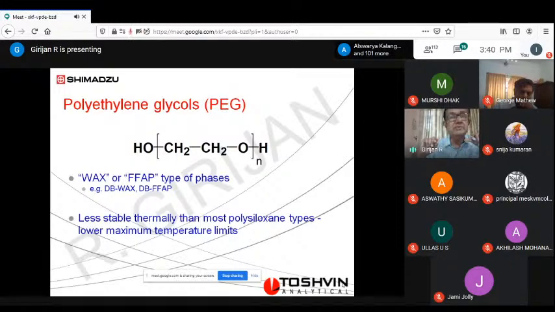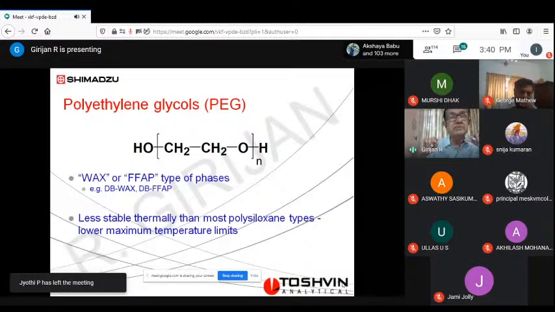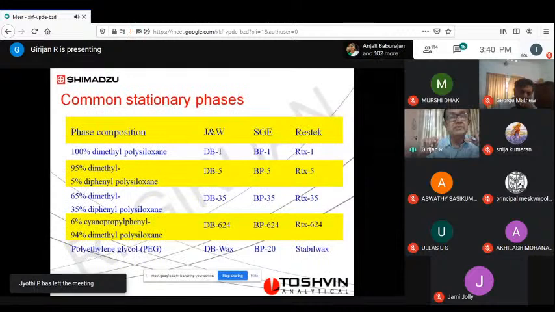Okay. But at the same time, please understand they are less thermally stable than most of the polysiloxane columns. The non-polar columns are stable. They can go to high temperature, but these columns cannot. This is a comparison. I'm just skipping this.